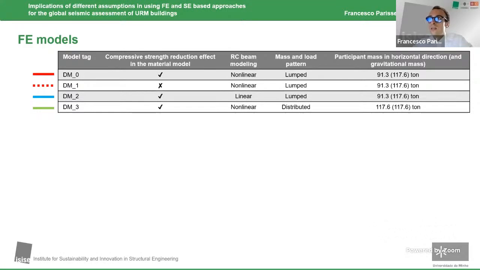The reference one is the DM0, with the compressive strength reduction active, a nonlinear behavior of the RC beam modeling, and a lumped mass and load pattern. While in DM1, we just deactivated the compressive strength reduction. In DM2, we consider a linear behavior for the RC beam modeling. And for DM3, we consider a distributed mass load.